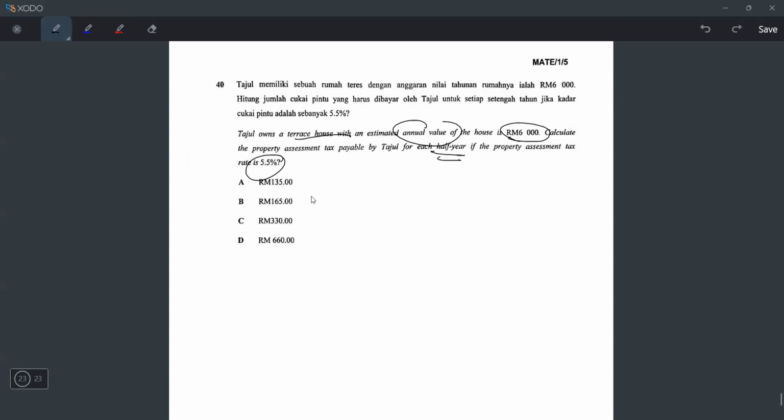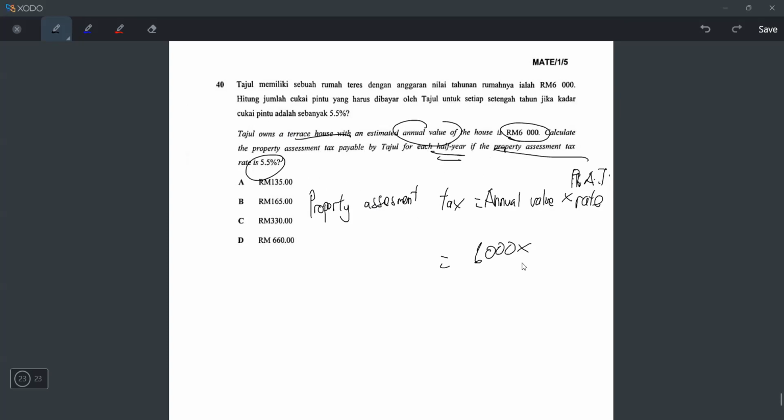Okay, how to calculate property assessment tax? How to calculate it? Okay, you will take the annual value times with the property assessment tax rate. Okay, PAT stands for property assessment tax. So that's the formula. So what's the annual value? 6,000. What is the PAT rate? What's the property assessment tax rate? PAT rate 5.5%. 5.5 divided 100. Okay, and then you calculate this, you get the answer.